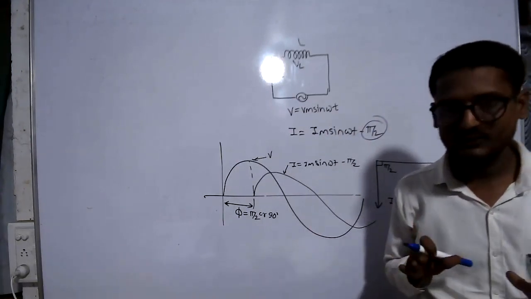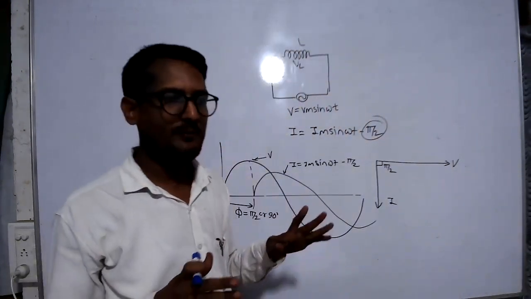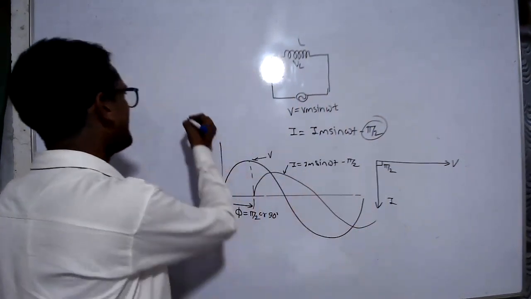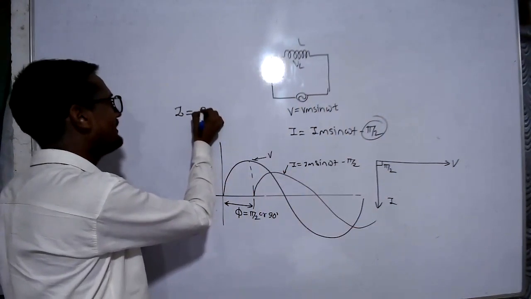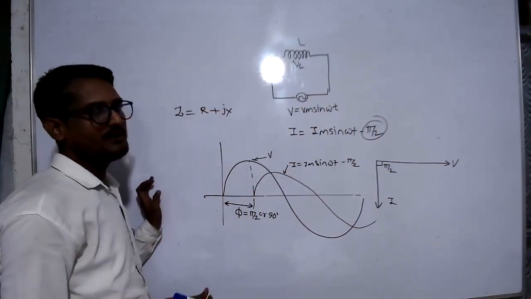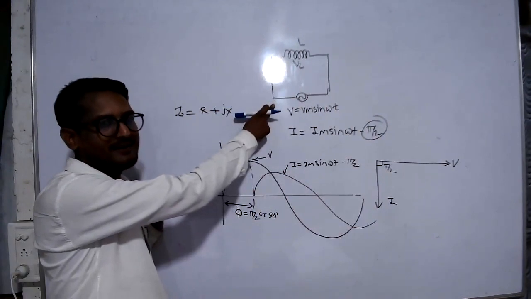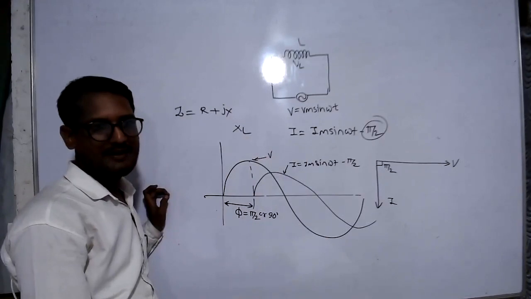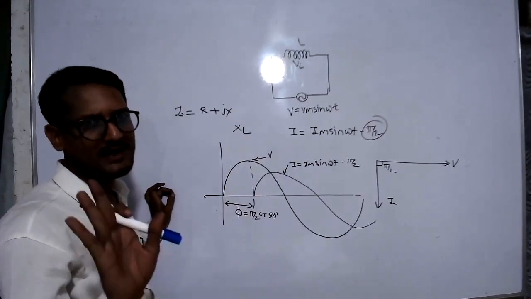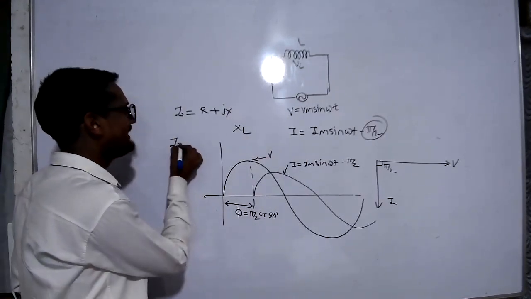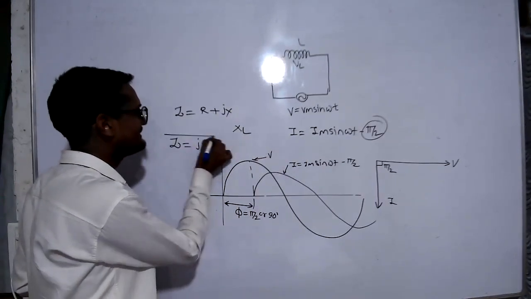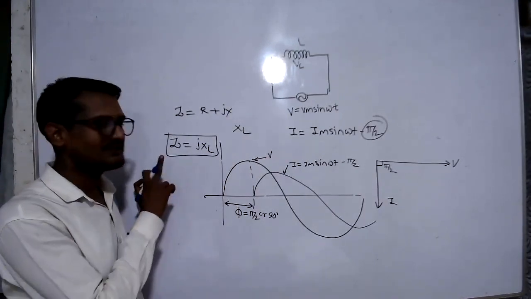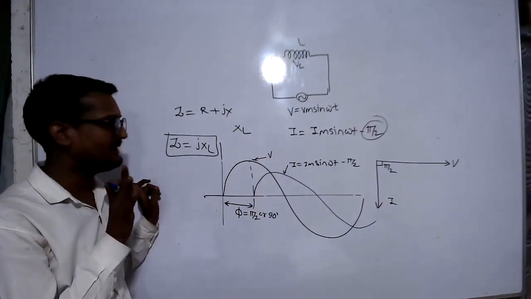Now, impedance. What is the impedance? Impedance is the combination of R, XL and XC. The formula for impedance is Z equals R plus jX. Here the circuit is a pure inductive circuit, which means only XL is present; XC and R are absent. Therefore, Z equals j XL. This is the impedance equation for the pure inductive circuit.